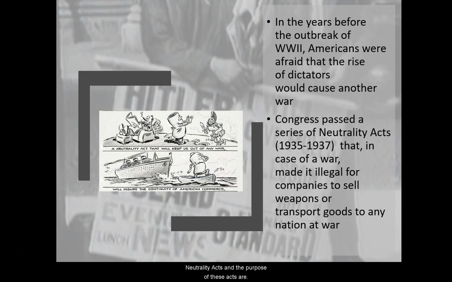The purpose of these acts is to make it illegal for companies to sell weapons or transport goods to any nation at war. Part of the reason for this is looking back at World War I, when we're shipping supplies to our allies and the Germans are sinking the ships, causing losses of life as well as losses of goods. Americans don't want to see this happen again. And so these neutrality acts are put in place to prevent those situations from occurring again.